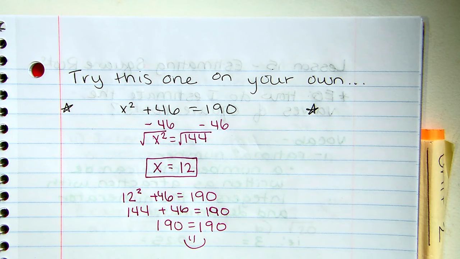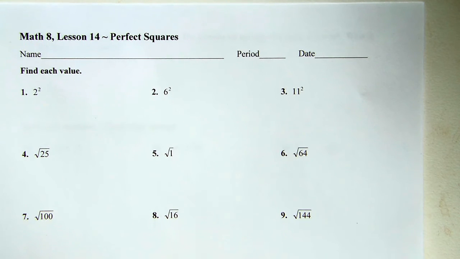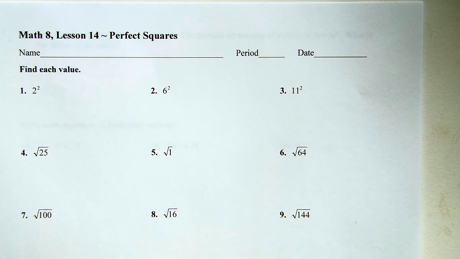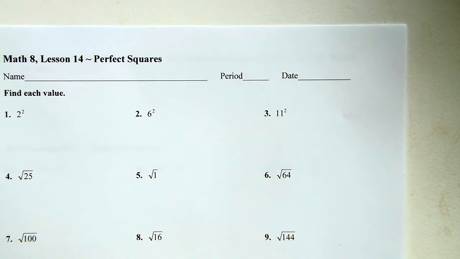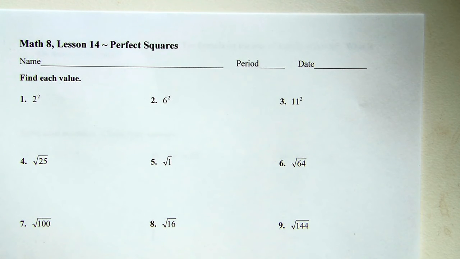Now, before I leave you today, I do want to go over a couple of problems on your assignment. Now, your assignment looks like this. It is Math 8, Lesson 14, Perfect Squares. In this assignment, your directions state to find the value for numbers 1 through 12. Okay. Please make sure you put your name on this, the date, and the class period as well.